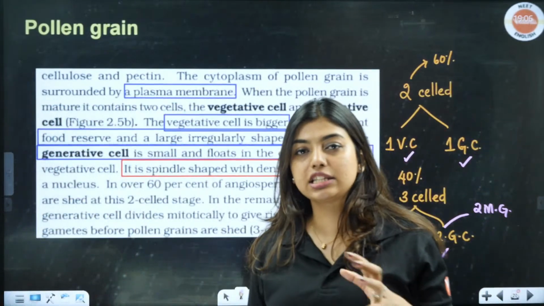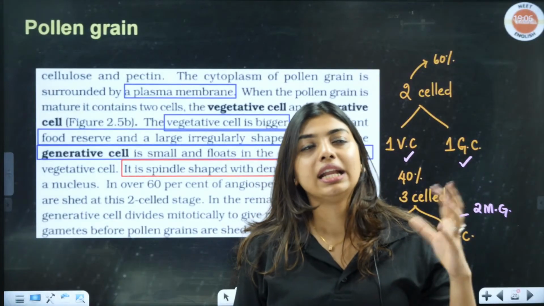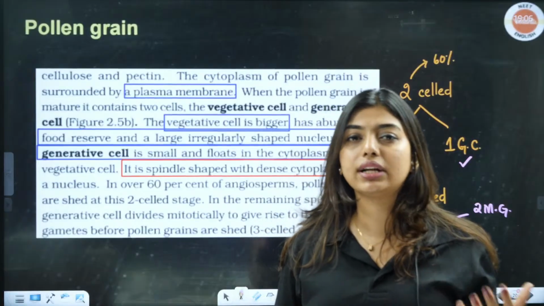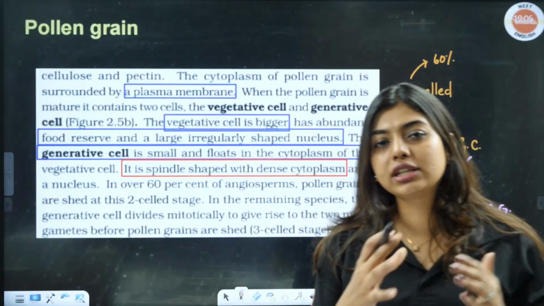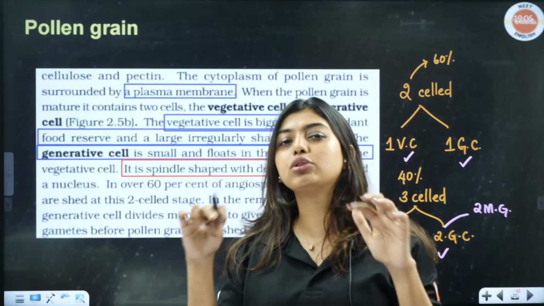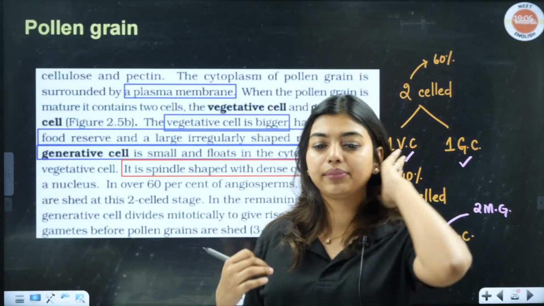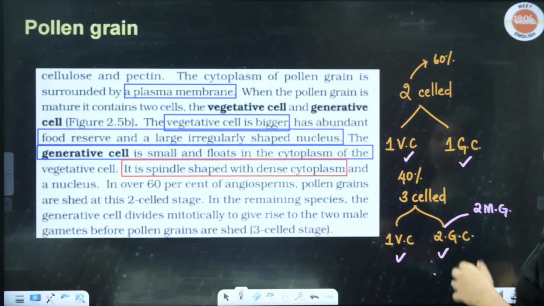Ornamentation of the pollen grains depends on how the sporopollenin lining is there. If you look under the microscope, you will notice that each pollen grain is different because of how the sporopollenin arrangement is there. But otherwise, nothing like that. Okay. Now, moving forward.